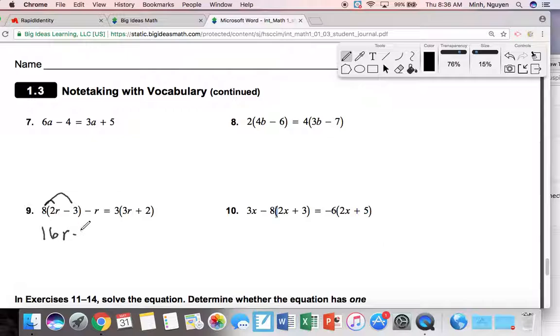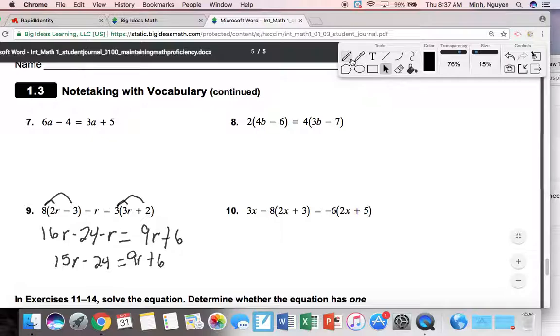16r minus 24 minus r. Don't forget to combine like terms. 16r minus 1r is going to be 15r. So you're going to have 15r minus 24 on the left side. 3 times 3r is 9r plus 6. So you got 15r minus 24 equals 9r plus 6. You solve this the exact same way as number 7 and previous problems. You move it to the left or right, or you isolate the variable to the left or right side of the equation. It's up to you.